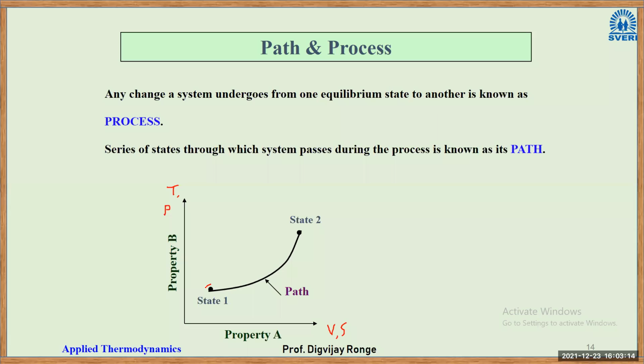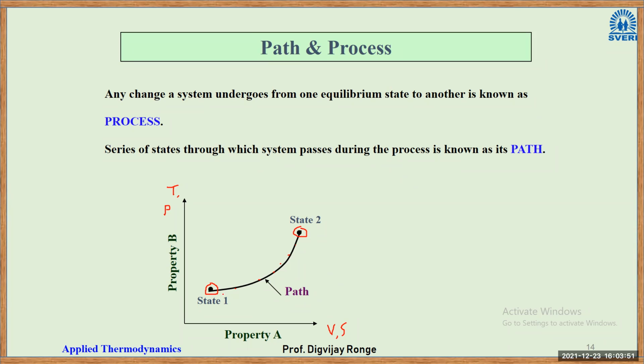Initially, the system is at state 1. State 1 is what? It has a lesser amount of B, it has a lesser amount of A. Now, the system starts changing its state from state 1 to state 2. State 2, as you can see, has a higher amount of B and A. Now, if I connect all the states occurring during this process, I will get a line like this, and that line is called the path.